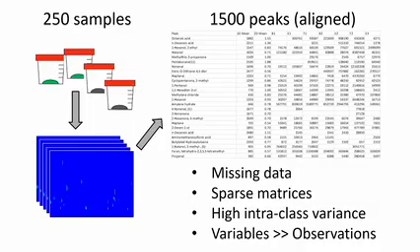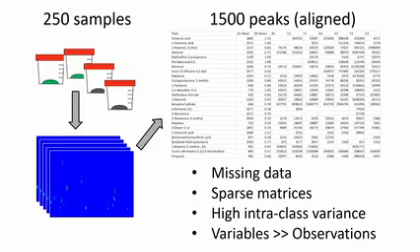We're often dealing with missing data. We're often dealing with sparse matrices, so really rare features that only show up in a subset of our samples. Sometimes we have very high intra-class variance where every sample is very different from each other. And then particularly for machine learning, this is especially problematic because of the resolution of two-dimensional gas chromatography and metabolomics in general, we're often dealing with many, many more variables than observations. I'm not going to address any of those problems today.